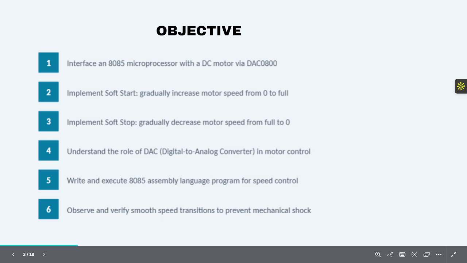The main objective of the project is to control the speed of the DC motor using a microprocessor, to implement soft start to reduce the initial current, and to implement soft stop to avoid sudden stopping, to improve the efficiency and lifespan of the motor.